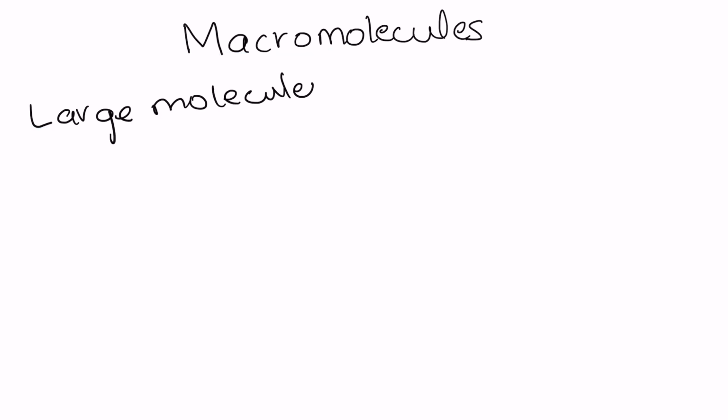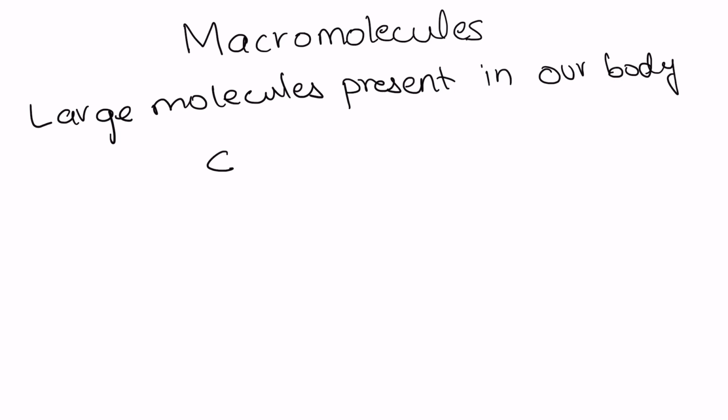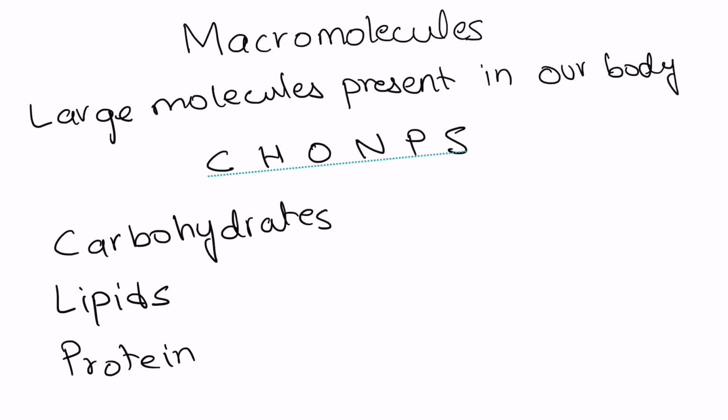The first topic of biochemistry is macromolecules. These are large molecules present in our body. They are made up of 6 elements of the periodic table: carbon, hydrogen, oxygen, nitrogen, phosphorus, and sulfur. Our body has 4 different types of macromolecules: carbohydrates, lipids, proteins, and nucleic acids.